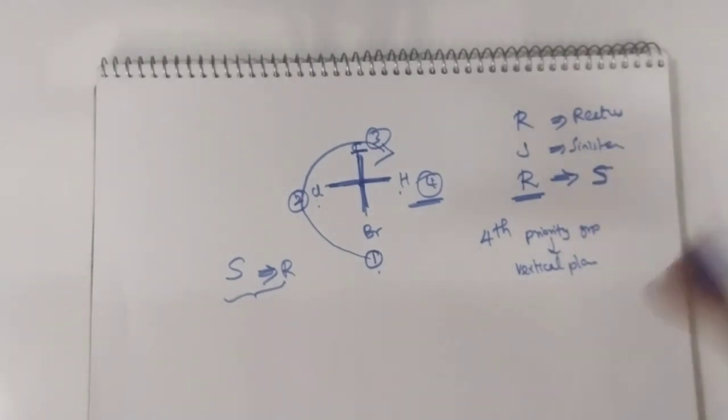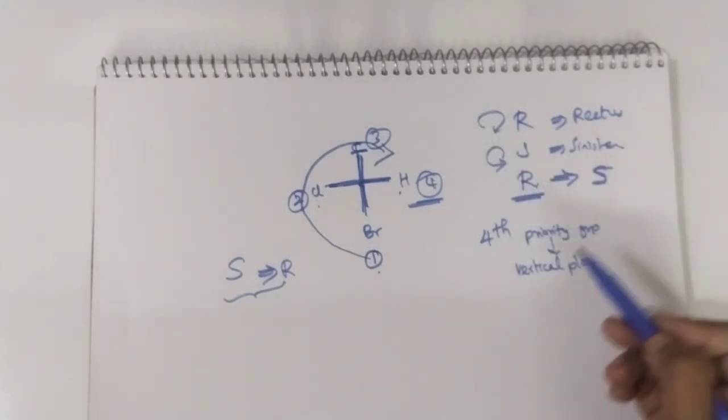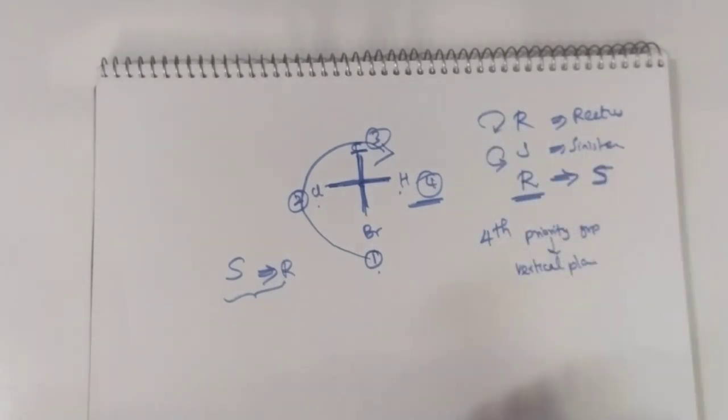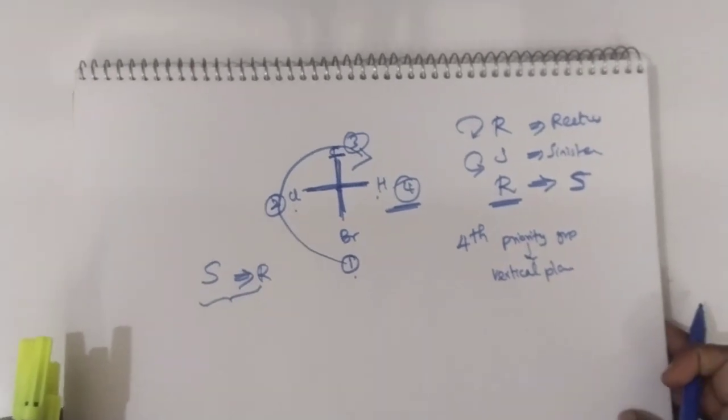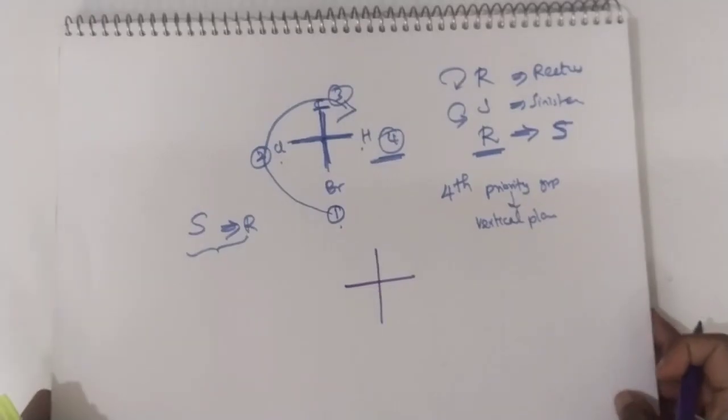Which means R means right and S means left. This is the clockwise direction, this is the anti-clockwise direction. Okay, this is the difference, right? This is how you have to find out whether the given substance is R configuration or S configuration. Okay, now I will give you another example so that you will be clear.